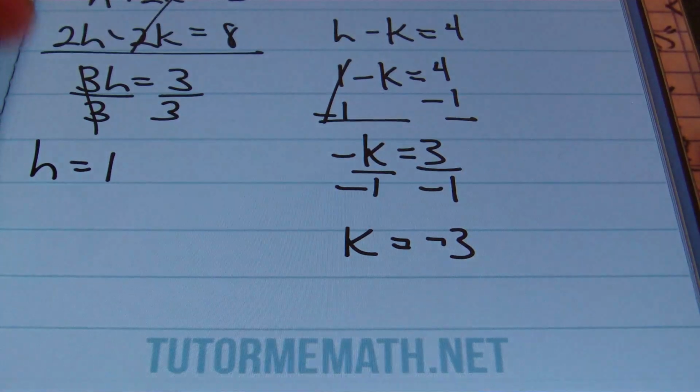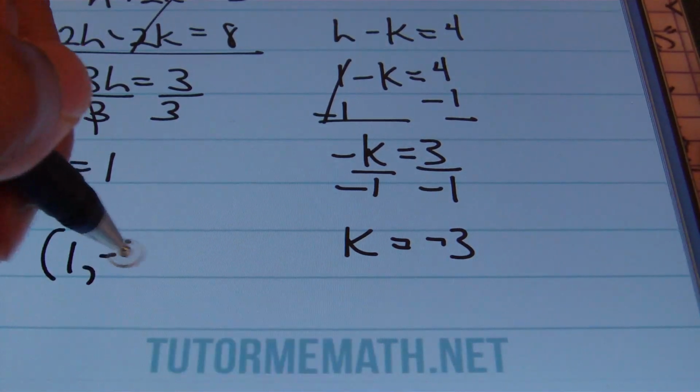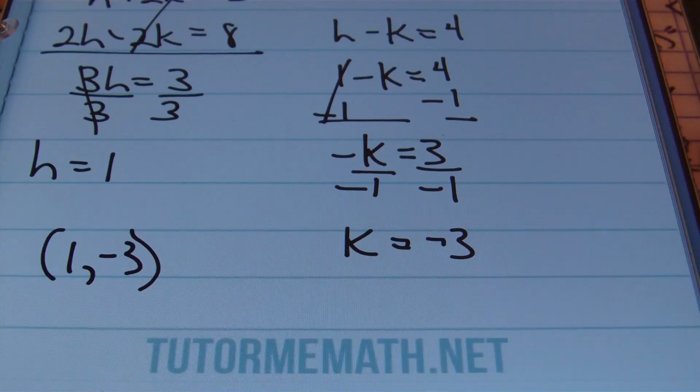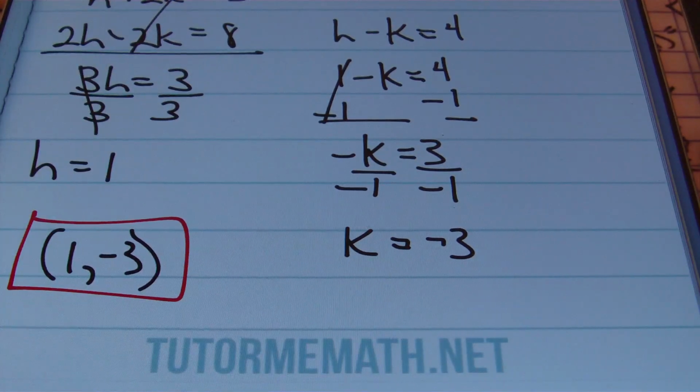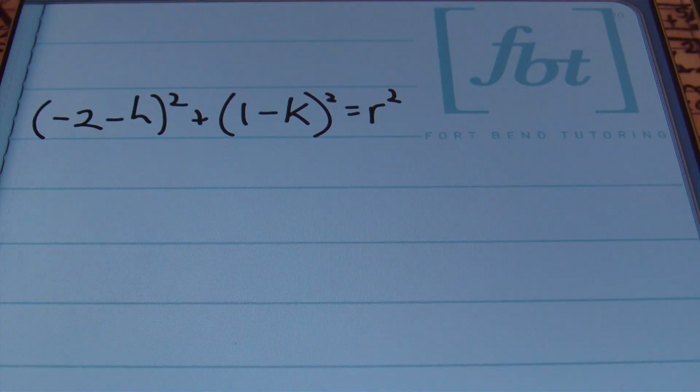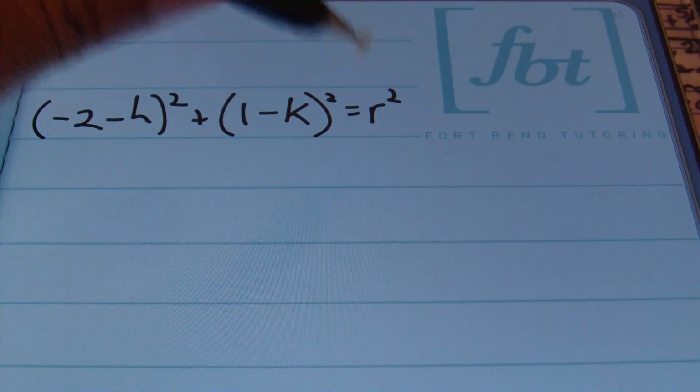We now have our center of the equation, which is going to be 1, negative 3. That's our center. Let's hold on to that one. That's the center of the equation, 1, negative 3. Now all we need to find is our radius. So let's do just that. Using one of the previous equations in our system, we're going to be plugging in the h and k values from the center that we just found in order to solve for our radius.